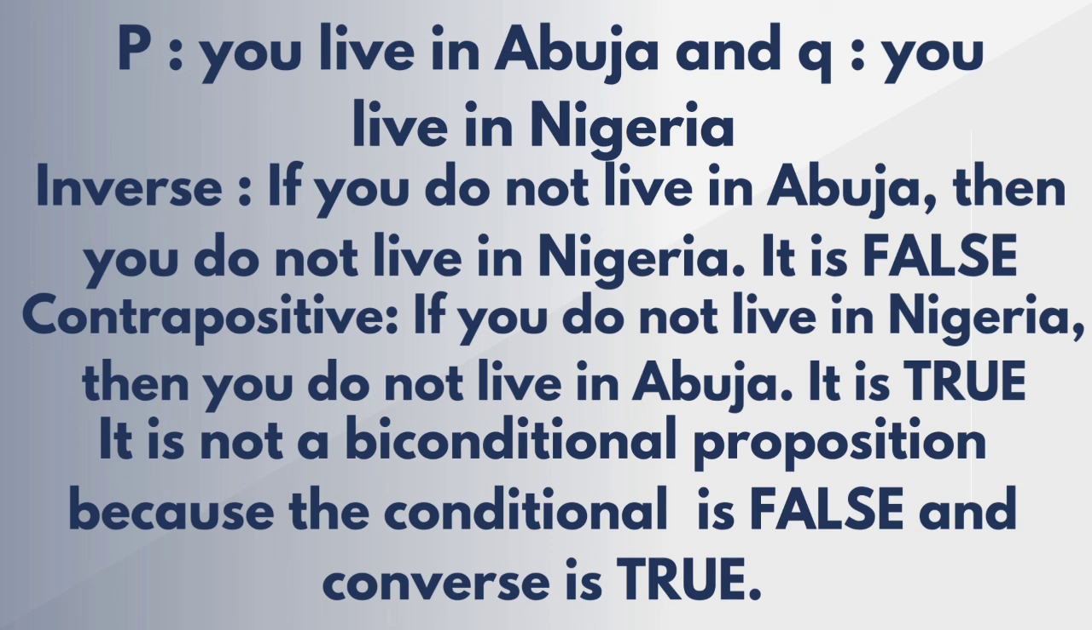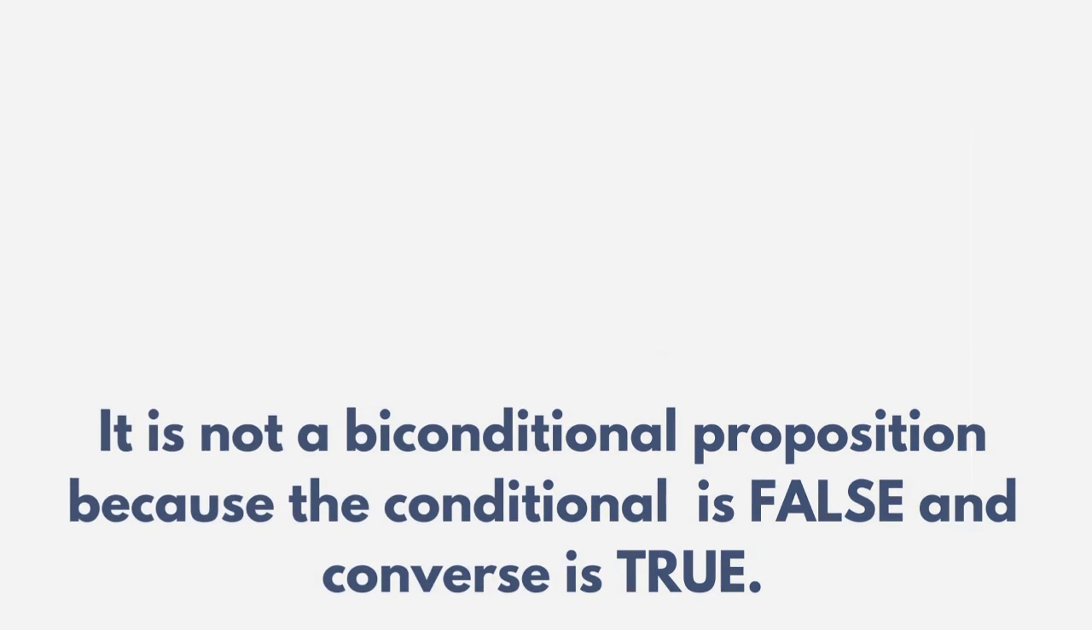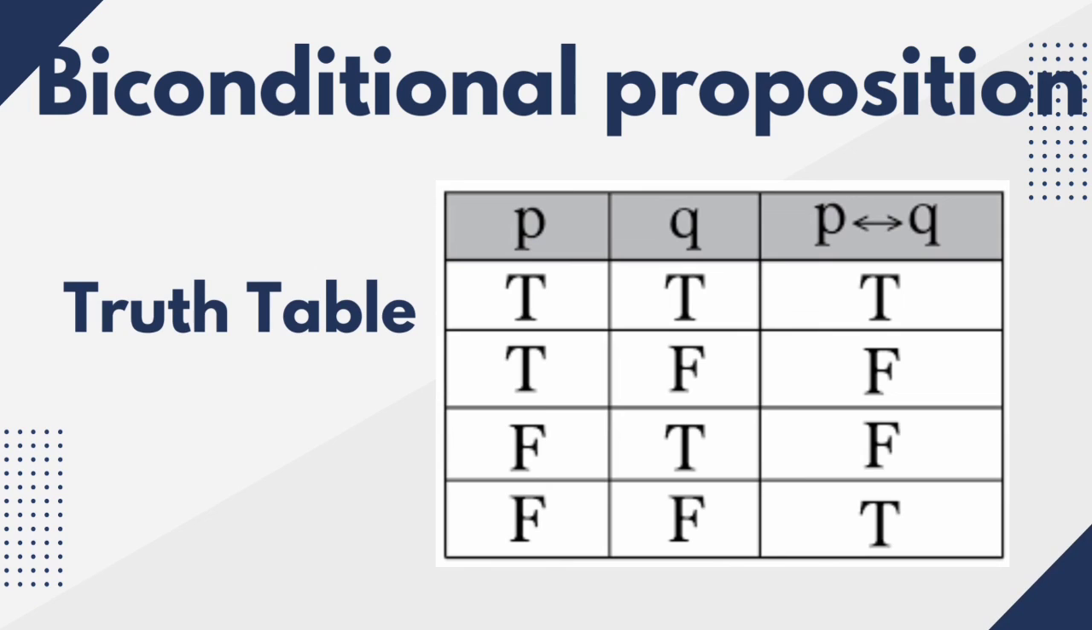Now, is the statement biconditional? It is not, because the conditional statement is false and the converse is true. Biconditional proposition. So this is the truth table for biconditional proposition. Biconditional proposition means that the antecedent and the consequent are reversed. We have if P then Q and if Q then P.